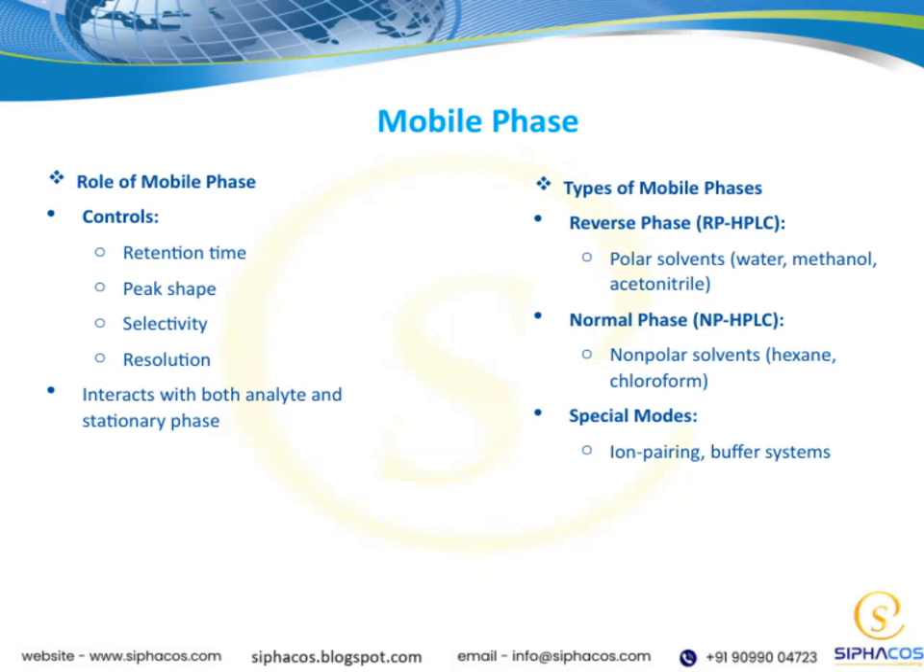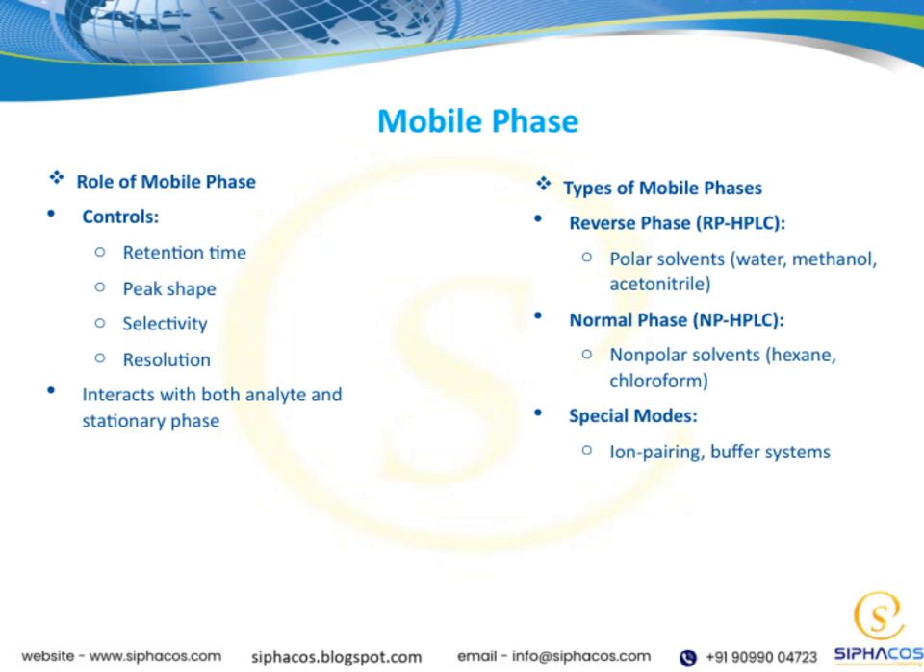Let's take a look at the different types of mobile phases used in chromatography. First, there's the reverse phase, or RP-HPLC. In this mode, we typically use polar solvents like water, methanol, or acetonitrile. These solvents are key because they interact differently with the analytes compared to the stationary phase, allowing us to separate compounds based on their polarity.